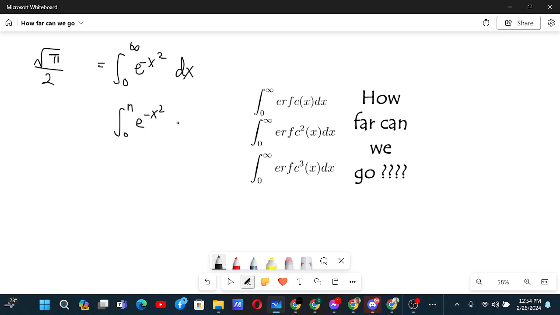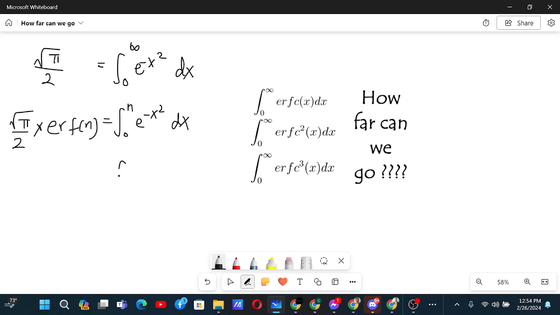If it's going up to n, this integral is slightly less than root pi by 2, and that thing will be captured in this function erf of n. So this erf of n will go from 0 to 1. If n is infinity, erf of infinity is just 1, and the value will be root pi by 2. If it's 0, erf of 0 is just 0. So that's why this erf acts as the error function with respect to root pi by 2.